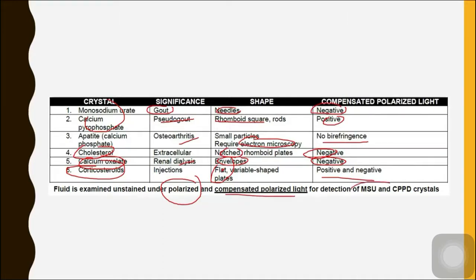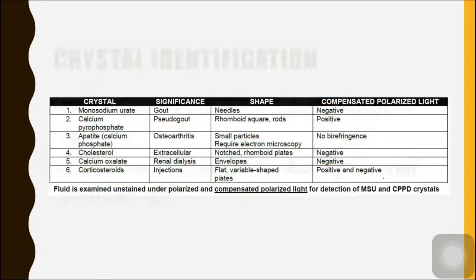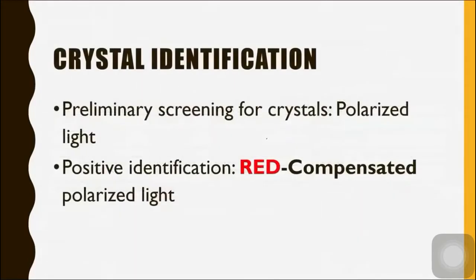This is exclusively for detection of MSU and CPPD. For MSU and CPPD, the preliminary screening for crystals is polarized light. For the positive identification of MSU or CPPD, compensated polarized light must be used. The difference between compensated polarized light and polarizing microscopy is the addition of a red color filter. So what is the appearance of MSU and CPPD in polarizing microscopy?